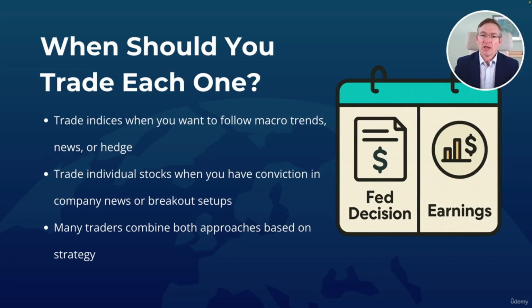So a good rule of thumb is when you want to follow macro trends, Fed decisions, jobs data, inflation reports, then you would look at an index or a sector ETF, as we've discussed in our previous modules. That's when you want to go into a broad group of companies, either a sector-specific ETF, healthcare, financials, consumer discretionaries, or the big index as a whole.